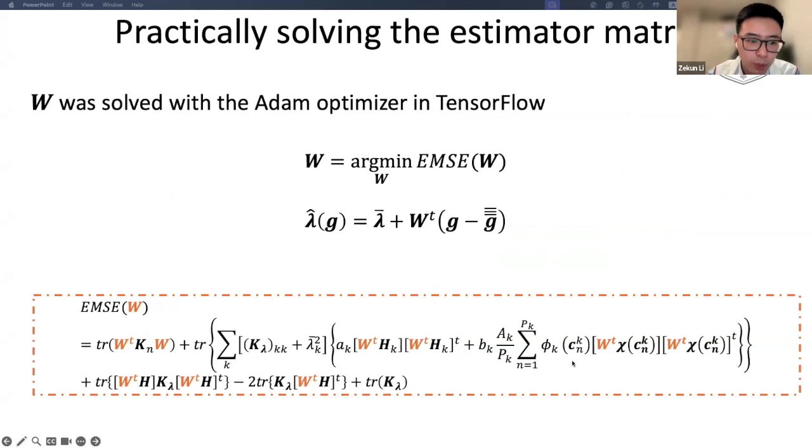And up to this point, we have successfully represented the EMSE value as a function of W, as shown in this somewhat complicated equation, but all the other terms can be easily computed. Then we implemented that equation in the TensorFlow framework and solved for the W that minimizes the EMSE using the Adam optimizer, and it can then be applied by this equation to estimate the regional uptake.